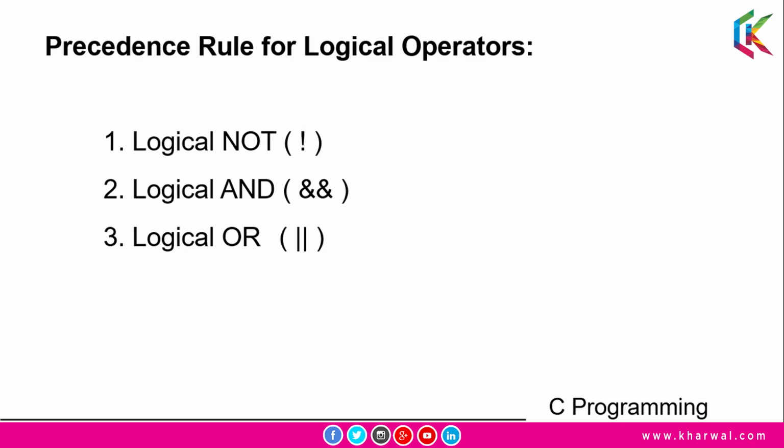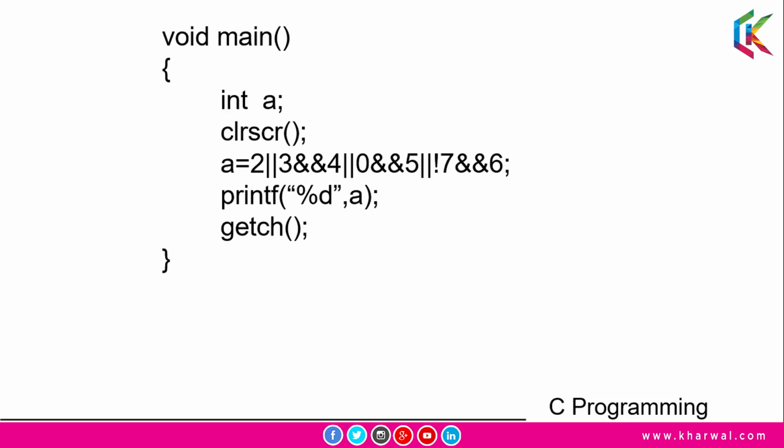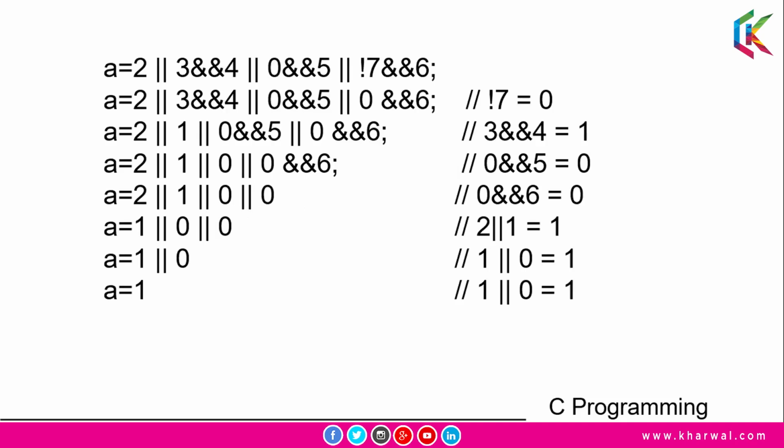Now guys, let's go ahead and we'll solve a logical instruction. Guys, this is the logical instruction. Now we are going to solve this instruction step by step. So first of all, it will solve this logical NOT 7 and it will return 0, because logical NOT has the highest priority. So the instruction will be like this, and obviously we will solve these logical instructions from left to right. So the equation will be like this.